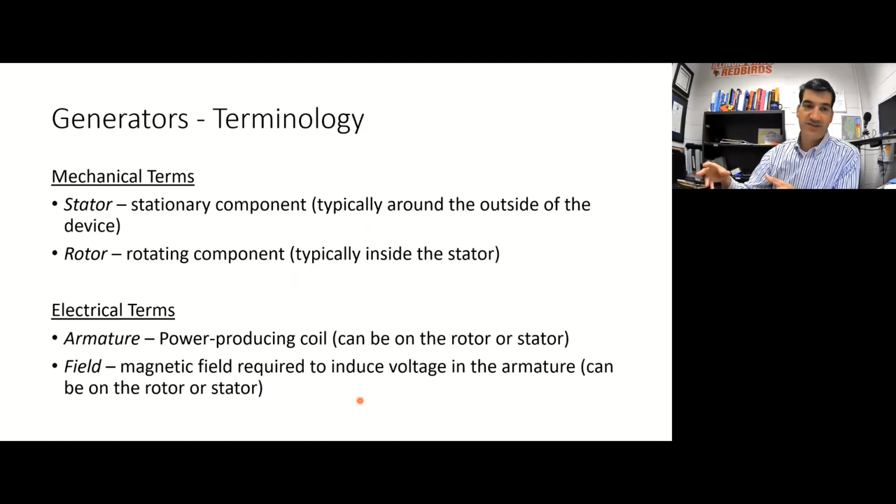All right, and once again, in most designs, it's possible to have the armature on either the stator or the rotor, and it's possible to have the field on the stator or the rotor. The vast majority, however, of DC generators, because they are using that split ring commutator, will have the armature on the rotor. And that way they can use the split ring commutator, and those brushes are riding on that split ring commutator. All right, so that's going to wrap things up for the DC generator presentation.